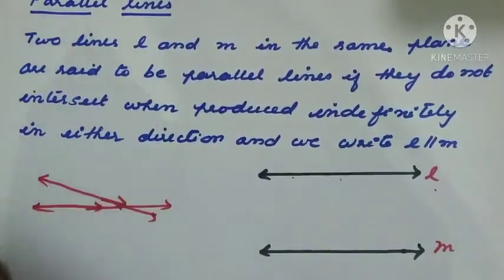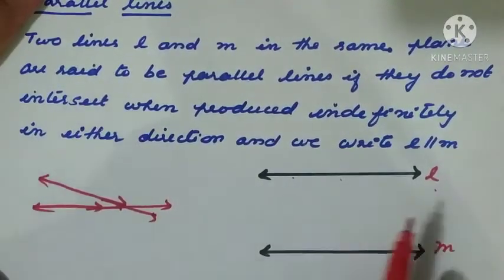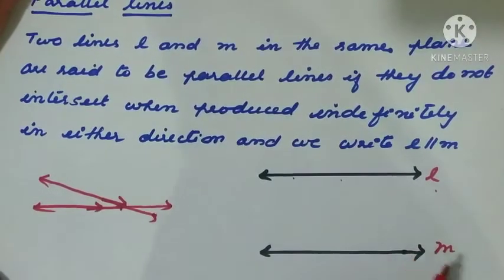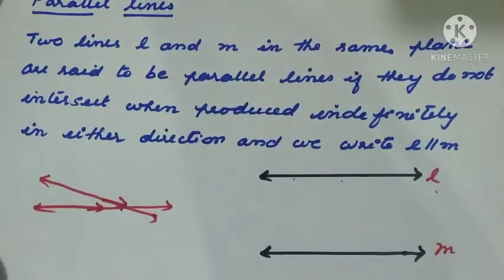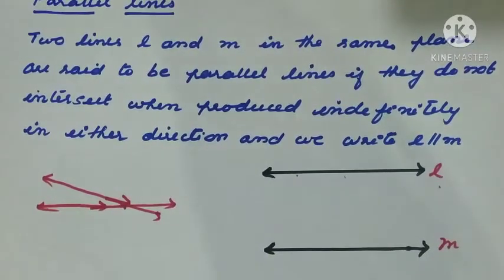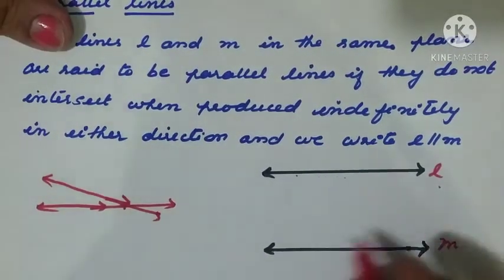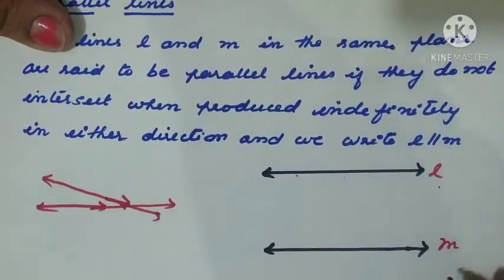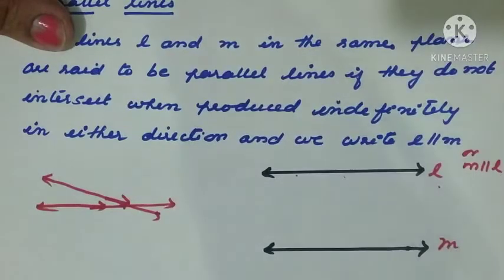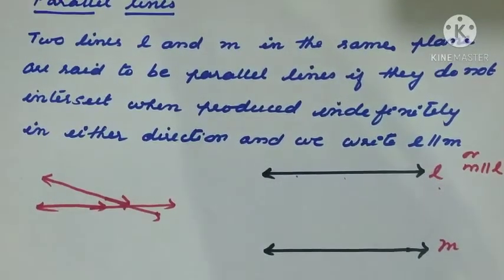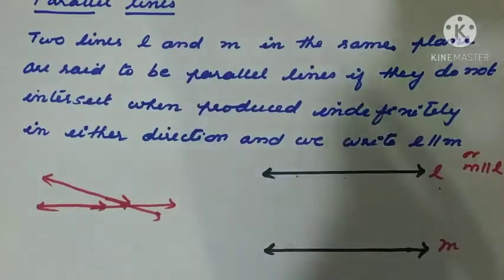They may have a common point also. Here there is no common point, and if we produce in both directions, it is not going to meet anywhere. They are called parallel lines. How will we write? L parallel to M, or M parallel to L also we can say, right? So the distance between these two parallel lines is the same at any point.